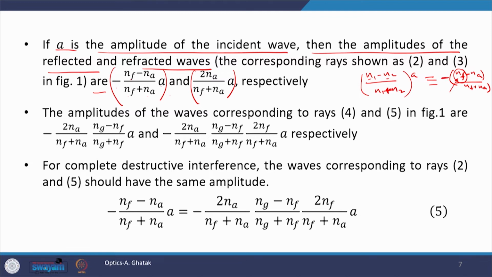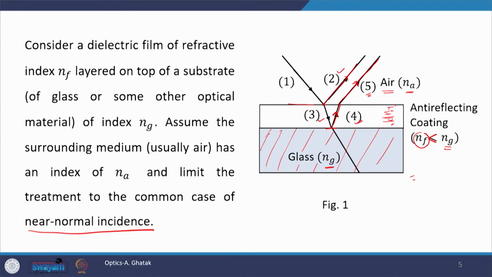Similarly, for transmitted light it is 2 N1 upon N1 plus N2, and 2 N1 is 2 Na, N2 is Nf. It is clear, N1 is Na, N2 is Nf, and this is how we can derive the reflected and transmitted amplitudes. This is for ray number 2 and ray number 3. Reflected amplitude means the amplitude of ray number 2 and transmitted amplitude means the amplitude of ray number 3.